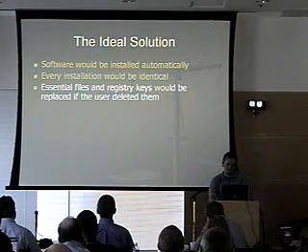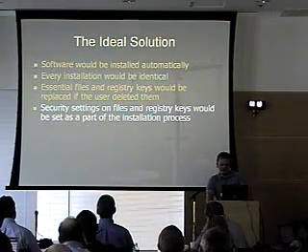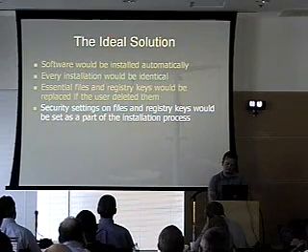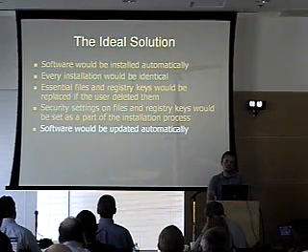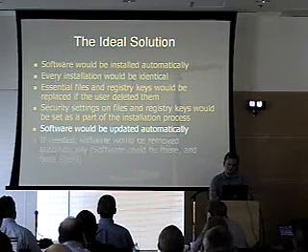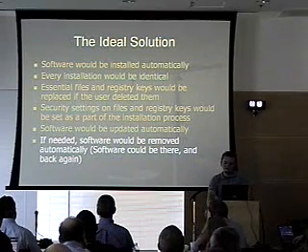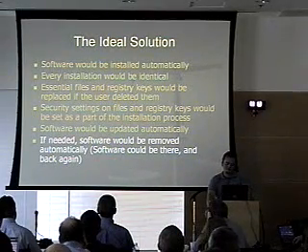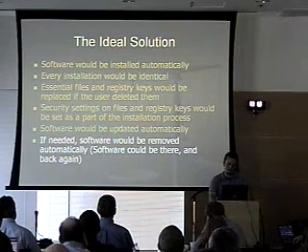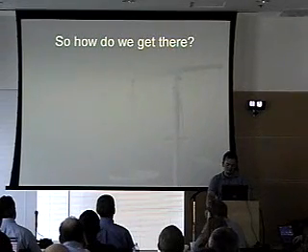This sounds pretty good. Security settings on file and registry keys could be set as part of installation. Software could update automatically from a central location. And if needed, you could remove software, allowing it to, pardon my pun, be there and back again. So how do we get there?